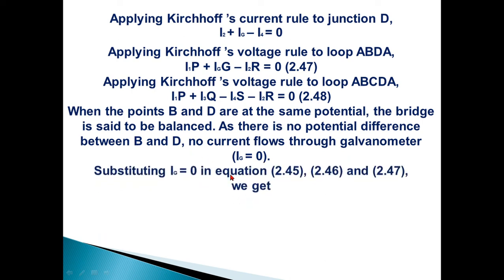The next step is substituting this Ig value into equations 1, 2 and 3. What happened? We get I1 is equal to I3 because Ig value is 0. I2 is equal to I4 because Ig value is 0. I1P is equal to I2R because Ig value is 0.